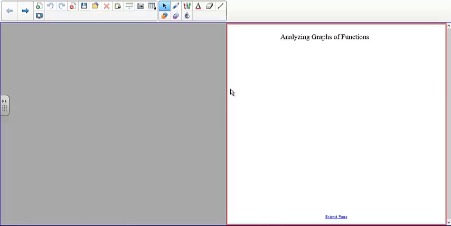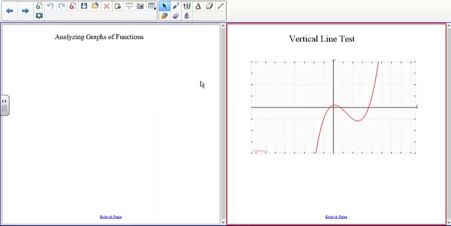So the topic of this section is called Analyzing Graphs of Functions. What we're given is an equation for the function, and then we want to plot the function and talk about specific features of the function. So let's see what happens.